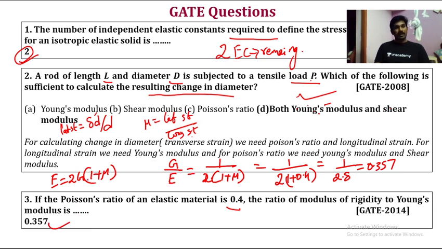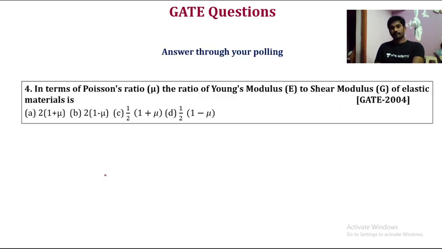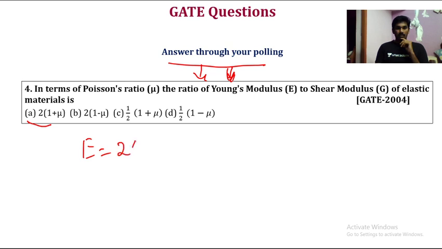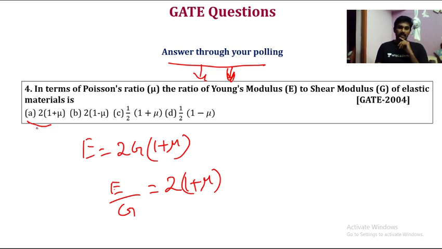I told you, we can solve these problems within 30 seconds. That is why I'm teaching you. Please note it down. We can solve this elastic constants problem in 30 seconds. Now, this is the question given for our learners in the Unacademy app. The answer for this question is A. That means E is equal to 2G(1 plus mu). The question asks, in terms of Poisson's ratio, the ratio of Young's modulus to shear modulus. So E by G is equal to 2(1 plus mu). So the answer is A.